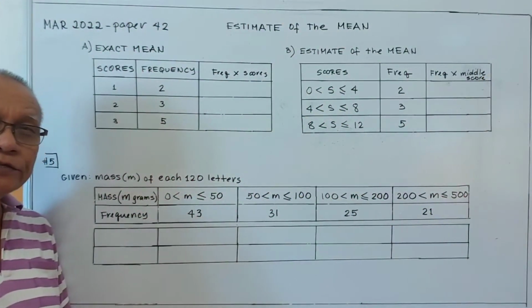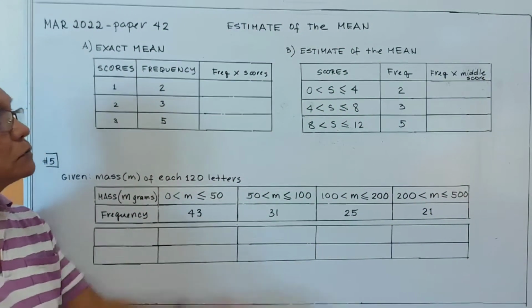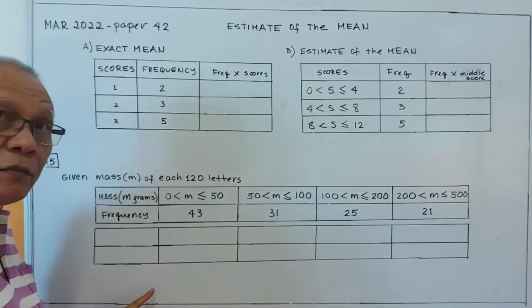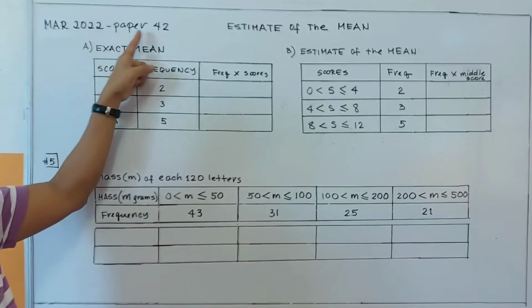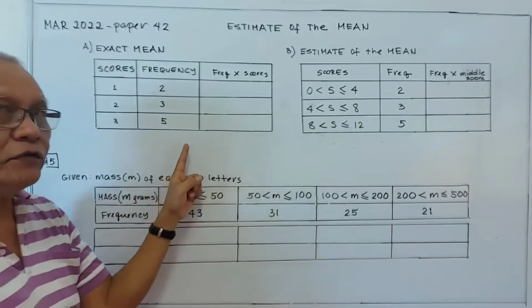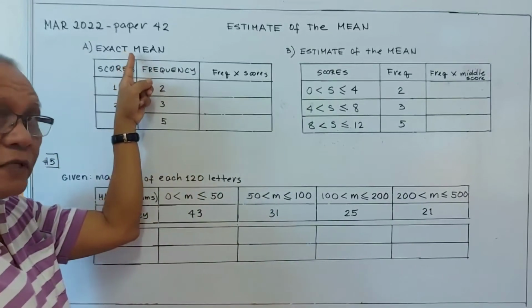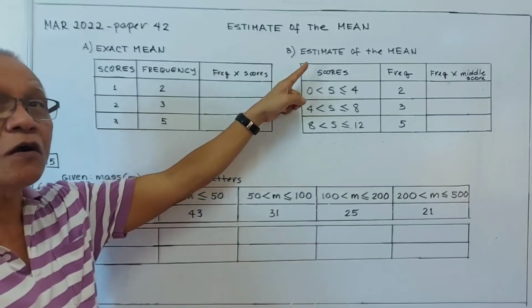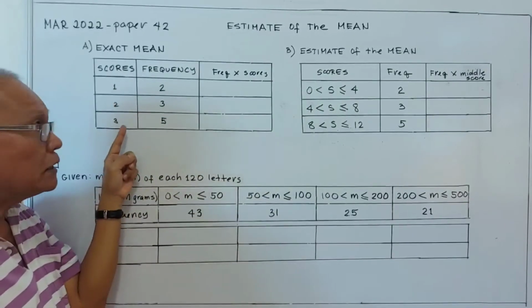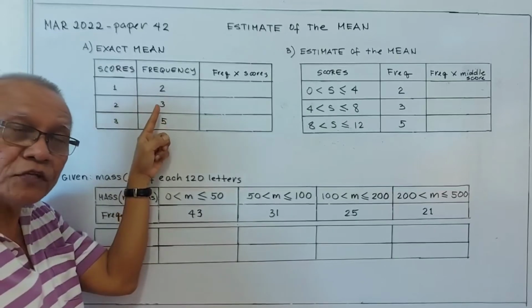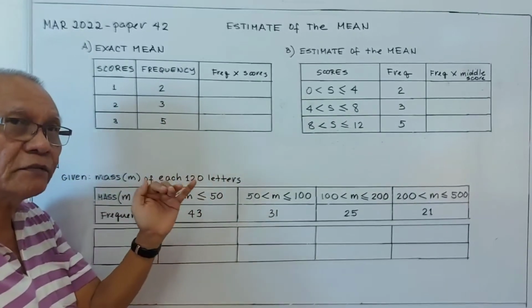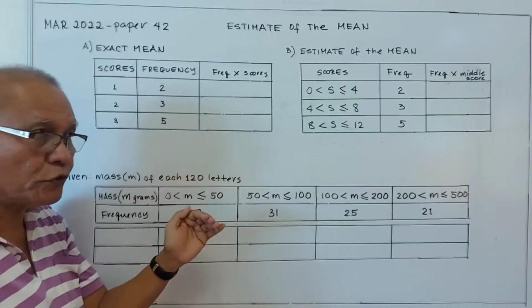Good day, learners. Today we are going to study about estimate of the mean. Before we proceed to our problem, which is paper 42, March 2022, number 5, I'll give you the difference between the exact mean and the estimate of the mean. So, for the exact mean, we can solve this one by just adding all the scores, and we divide it by the total number of scores.